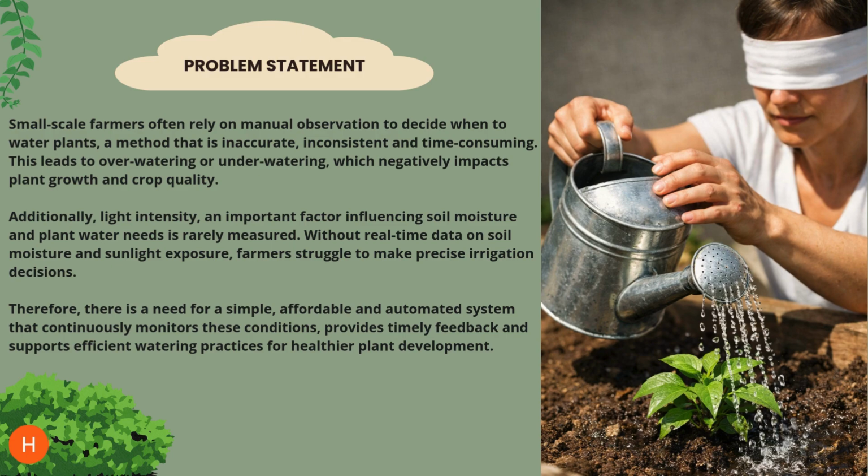plants, a method that is inaccurate, inconsistent, and time-consuming. This leads to overwatering or underwatering, which negatively impacts plant growth and crop quality. Additionally, light intensity, an important factor influencing soil moisture and plant water needs, is rarely measured. Without real-time data on soil moisture and sunlight exposure, farmers struggle to make precise irrigation decisions. Therefore, there is a need for a simple, affordable, and automated system that continuously monitors these conditions, provides timely feedback, and supports efficient watering practices for healthier plant development.